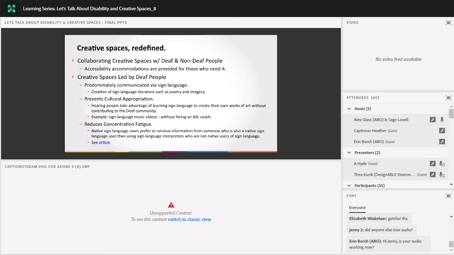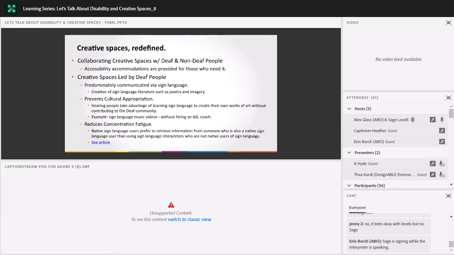This type of space really prevents cultural appropriation. We have seen people who are not deaf take advantage of the beauty of sign language to create their own art. And it's an art that doesn't come back to improve the deaf community in any way or contribute to the deaf community. We also see that online. Lately, we've seen a lot of music videos where individuals are signing music. And often when we as deaf people look at them, we can tell they haven't used an American Sign Language coach or consulted with anyone deaf just based on what the quality of the video and the language that we're seeing.